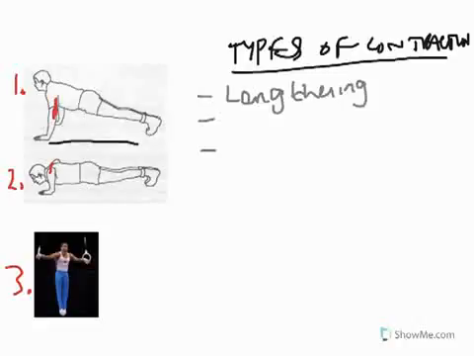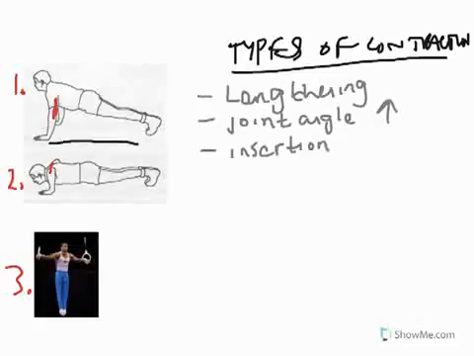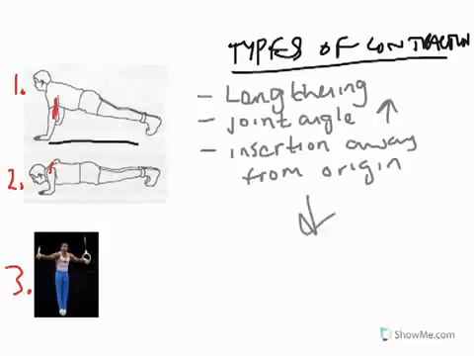That means that the joint angle is now increasing or going up. And we're saying that the insertion of the muscle, the moving end, moves away from the origin. Okay, and if all those things happen, very simple, we have an eccentric contraction of the tricep brachii. So of course, number 2 for the tricep brachii is an eccentric contraction of that muscle.